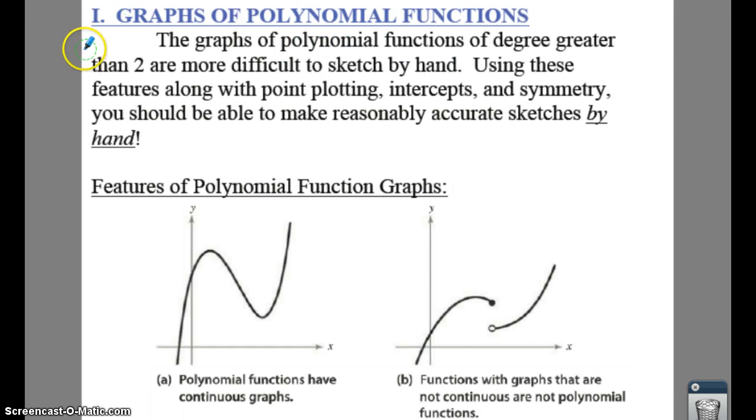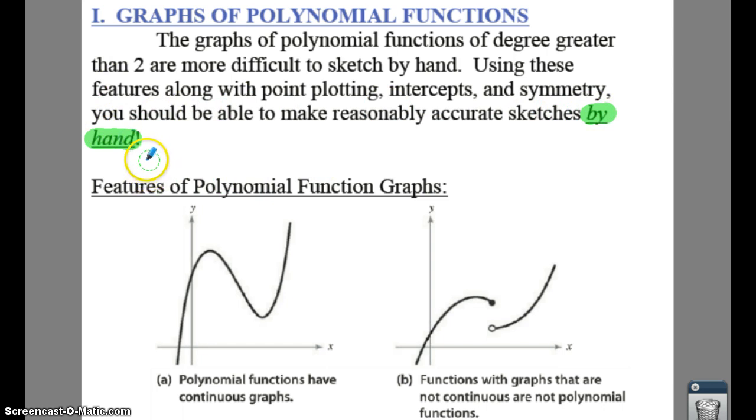Anytime you have graphs of functions that have a degree greater than 2, they are a little more difficult to sketch. You can't just use a mirror image like on quadratics, where if you find half of your graph, it mirrors over an axis of symmetry. So we are going to have to graph these by hand. Make sure you have graph paper.